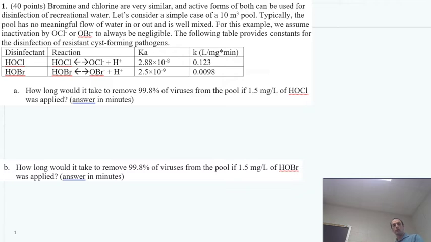Okay, so we've got a little table. Part A says, how long would it take to remove 99.8% of viruses from the swimming pool if 1.5 milligrams per liter of HOCl was applied? And so I suppose there was perhaps a little bit of room for confusion here. I was meaning that we added enough chlorine so that there was 1.5 milligrams per liter of HOCl specifically.